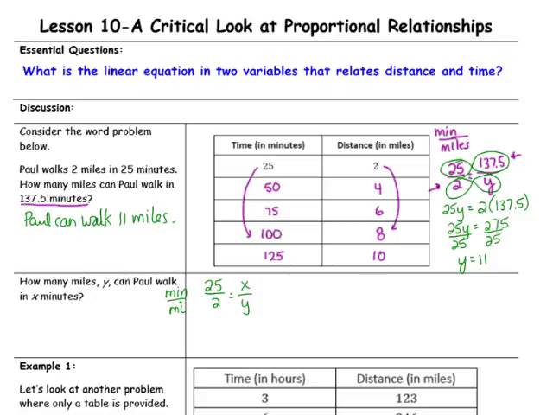Now we'll write the equation and solve for y, because it says how many miles y. Writing our equation, we have 2x is equal to 25y. This is our linear equation in two variables. Now we want to solve for y. Divide by the coefficient of y to solve for y. This leaves us with y is equal to 2/25 x.